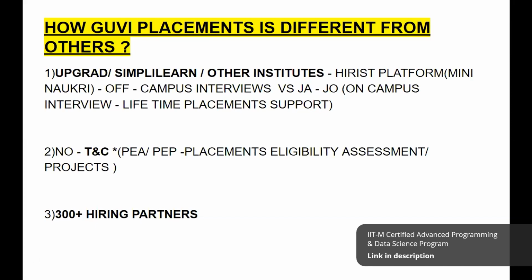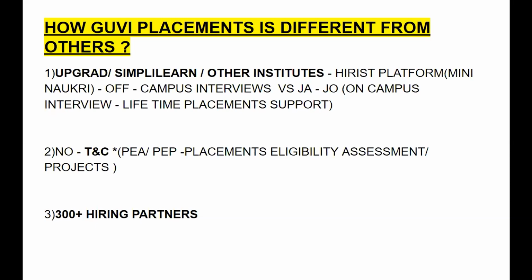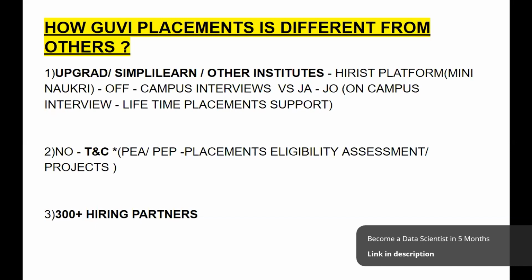which they don't tell openly. So what happens is, once you finish off the program, you'll get to know that there is something called placement eligibility assessment and placement eligibility project. And they would say, once you finish off this, then only you're eligible for placement. So what happens? 6 months you finish off the program, and the rest of the 6 months, they'll give you this kind of an eligibility assessment or project to do. And only then you're eligible for placements.